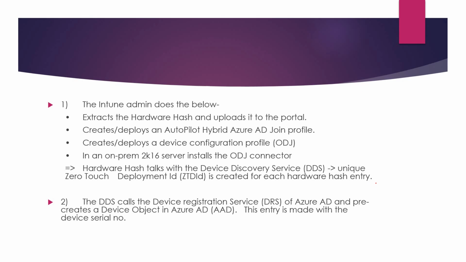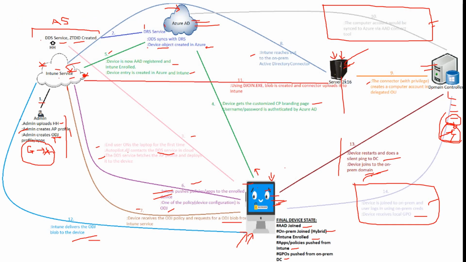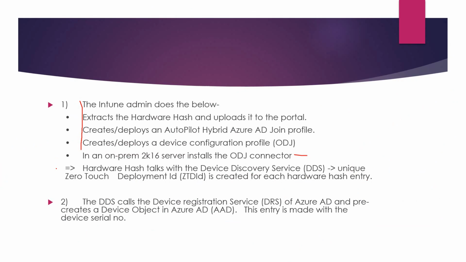So this is just a write down of the same what the Intune administrator is doing. In the on-prem server, he's installing the 2K16 server connector. This connector is something which the admin has to install beforehand. Once that is done, he is taking the hardware hash, uploading it into the Intune portal. Once he does that, the device discovery service in the Autopilot creates a ZTD ID for each hardware entry.